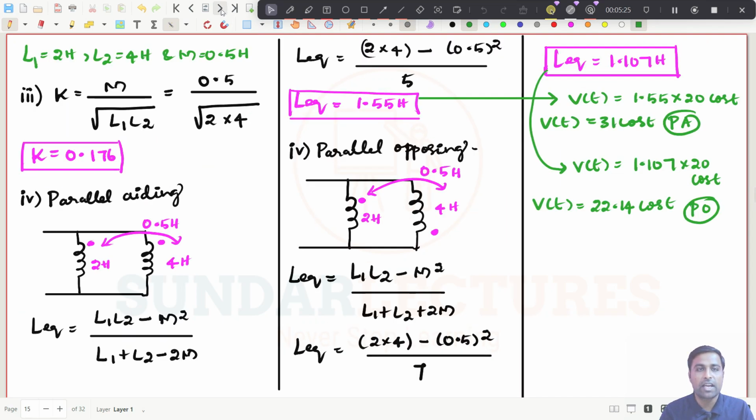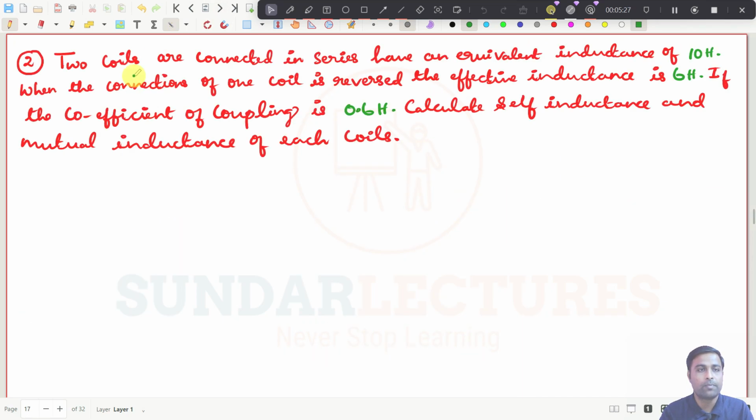Now we will take another problem too. Two coils are connected in series and have an equivalent inductance of 10 Henry. When the connections of one coil are reversed, the effective inductance is 6 Henry. If the coefficient of coupling is 0.6, calculate the self-inductance and mutual inductance of each coil.